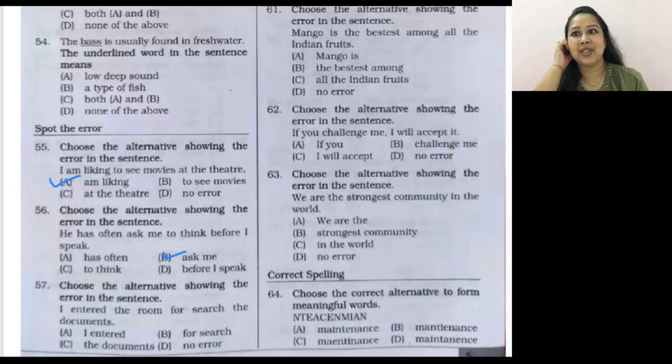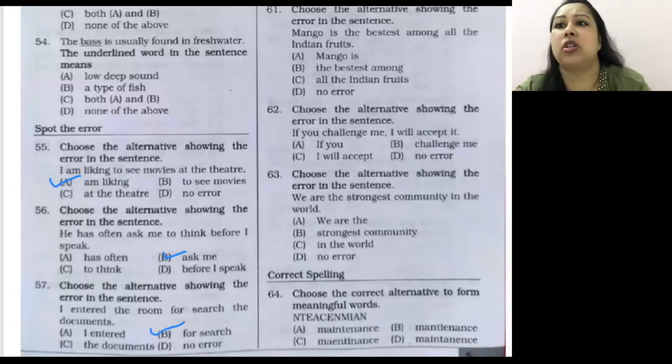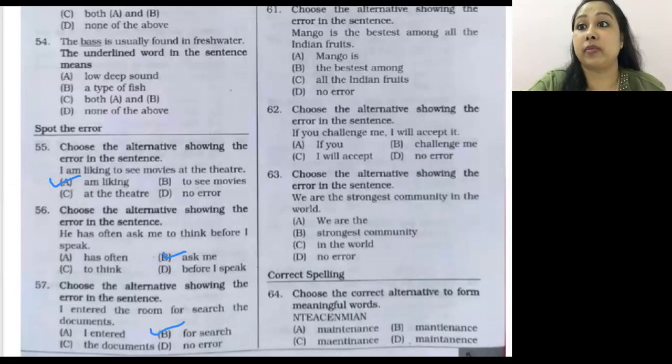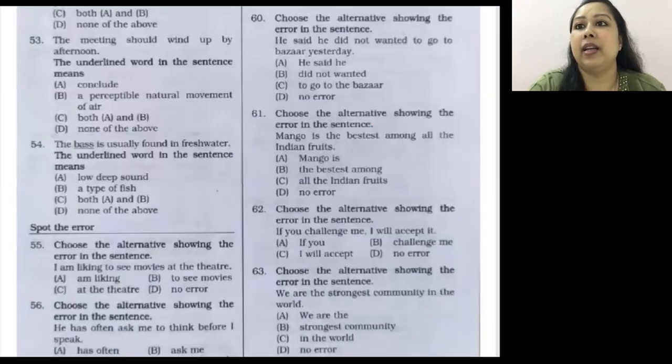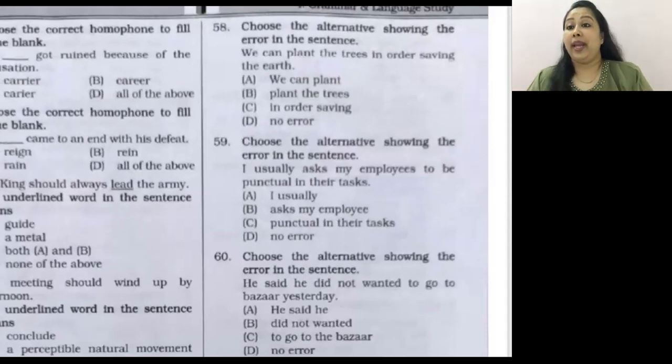Too spontaneous. Let's move on to 57th. Now I entered the room for search. For search is incorrect. It should be to search. Very good, Sharvil. Very good, Ansh. Good, Dhruv. Oops. Yeah, let's move back. 58th. We can plant the trees in order saving the earth. In order, saving is incorrect. It should have been to save earth.